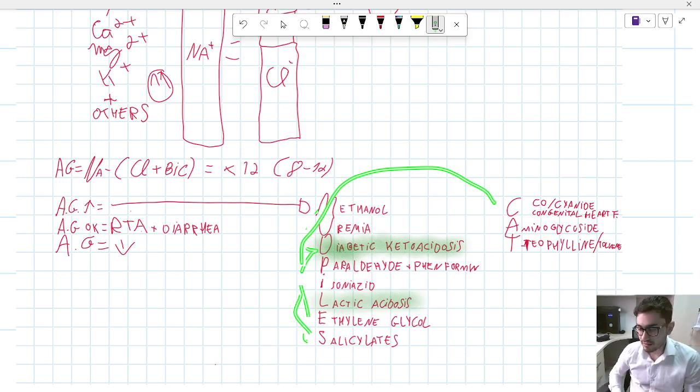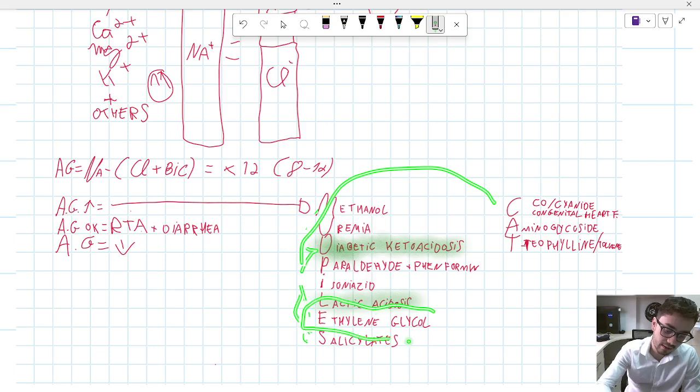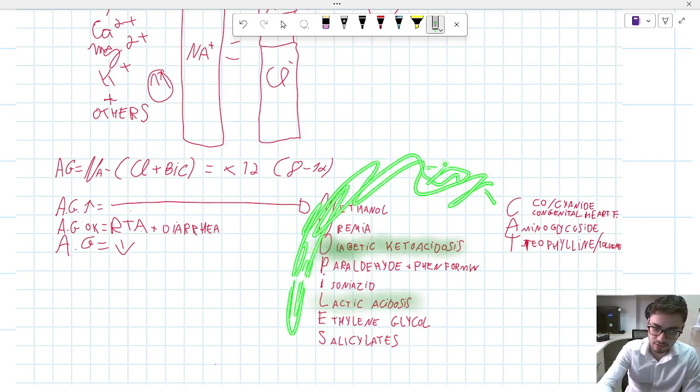Ethylene glycol, we have an example here in Brazil where there was a brewery that had some of the beers where ethylene glycol leaked into the beer, and some people actually died because of this. Okay, we'll talk about this later, where you can identify through some labs if the person is intoxicated with this kind of material.